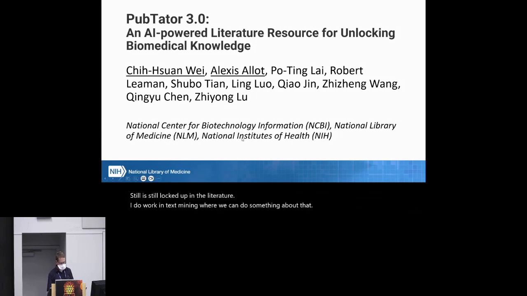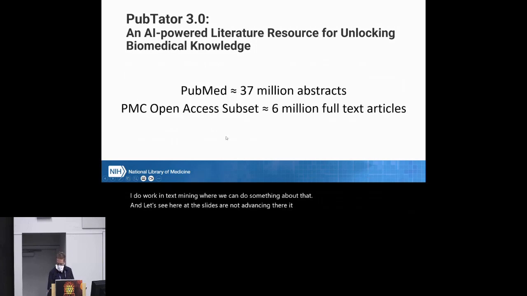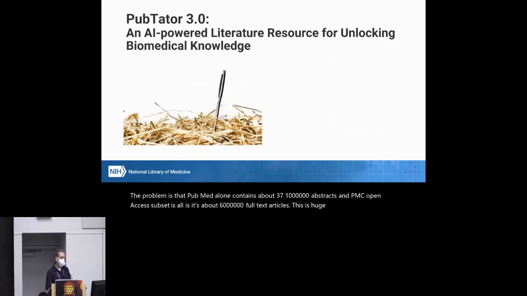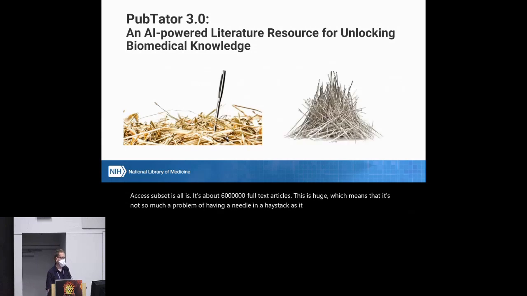And let's see here, the slides are not advancing. There it is. Okay. The problem is that PubMed alone contains about 37 million abstracts, and PMC open access subset is about 6 million full text articles. This is huge, which means that it's not so much a problem of having a needle in a haystack as it is a problem of trying to find the right needle in a pile of needles.